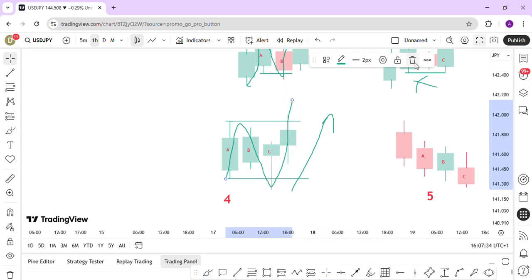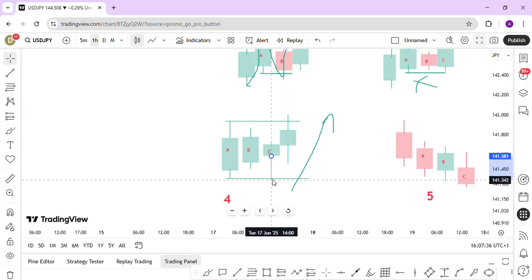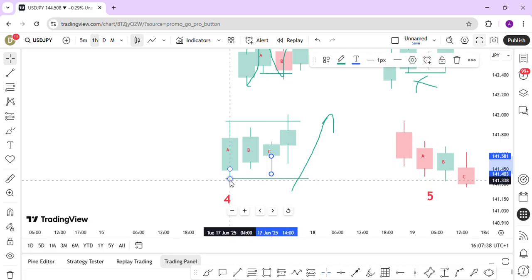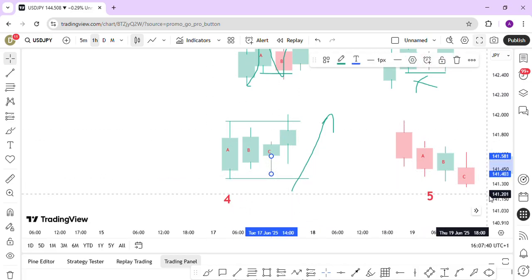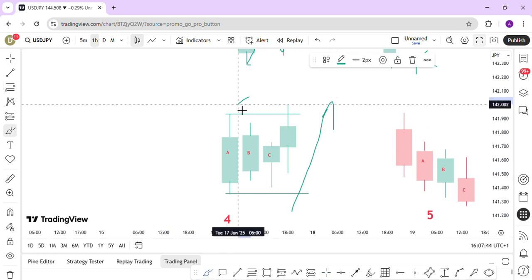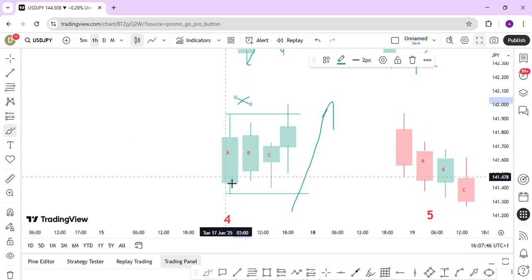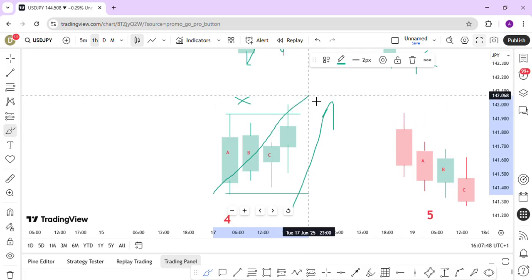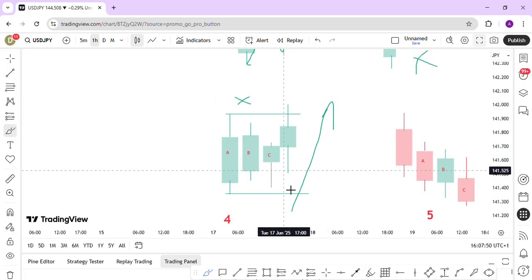But in this example, none of the candles was able to take out this low, so it means this is an invalid pullback. We don't have a pullback here, we only have one push, no correction. So this is the example for here.